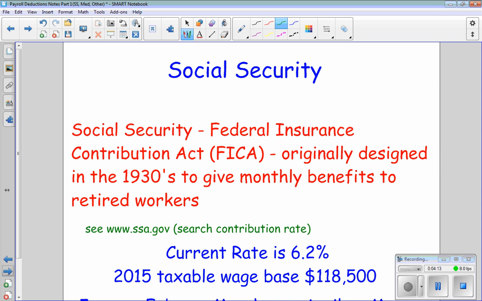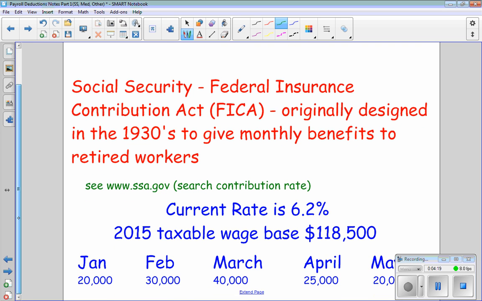The first type of deduction we are going to calculate is called Social Security. Everybody is probably familiar with Social Security. It started with the Federal Insurance Contribution Act, also known as FICA. On your pay stub, if you see the word FICA, F-I-C-A, it's an acronym for Federal Insurance Contribution Act, which stands for Social Security, and that's the Social Security coming out of your paycheck.